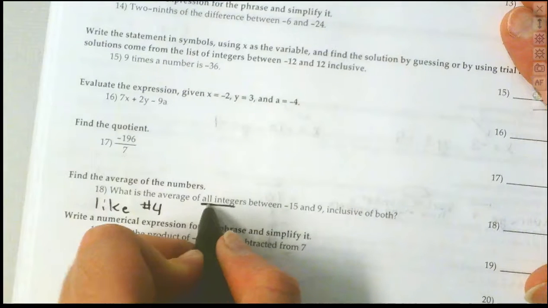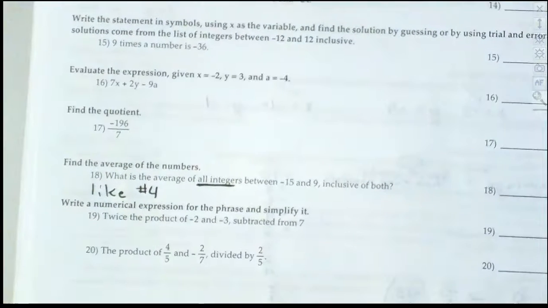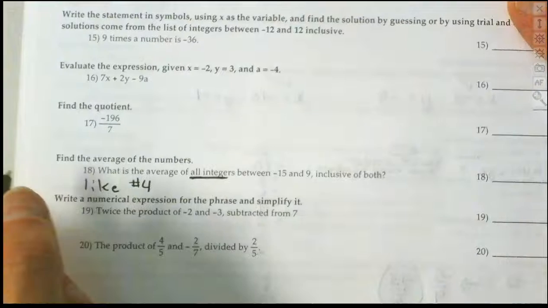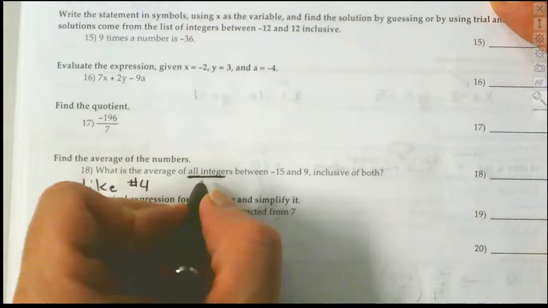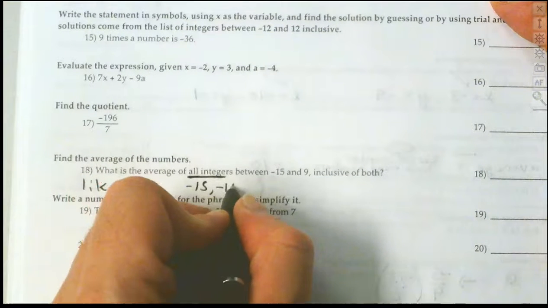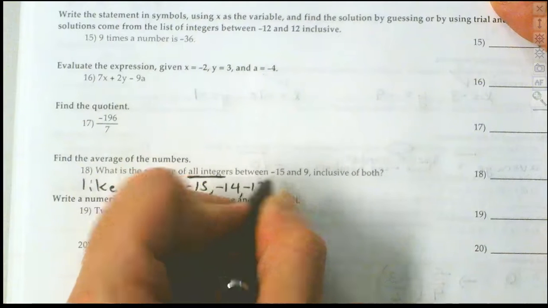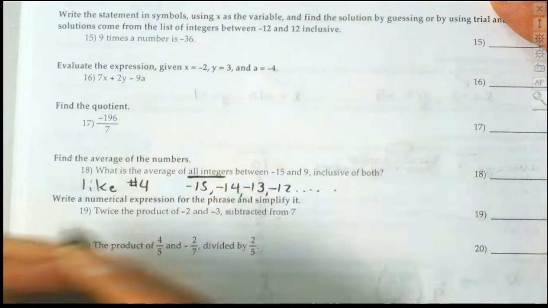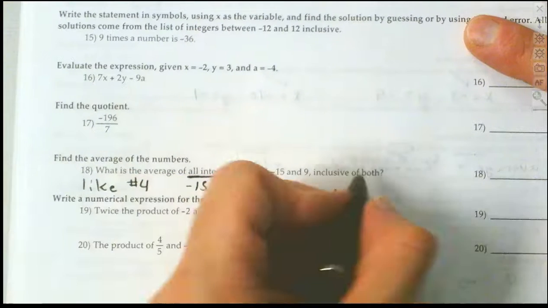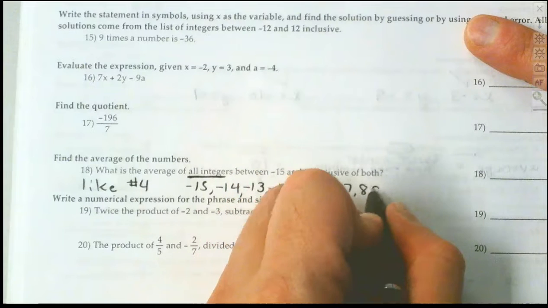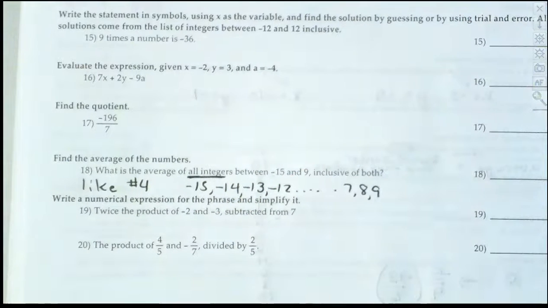Except instead of the even numbers, you want them all. So that would be all the numbers added up. So that would be minus 15, minus 14, minus 13, minus 12, all the way out to 7, 8, and 9. So you'd have to add up all those numbers and divide. We talked about 19, and I know we went over one very, very similar to question 20 as well.